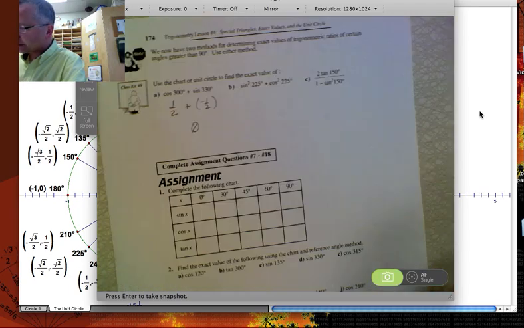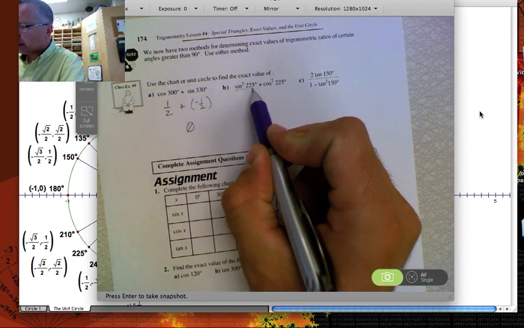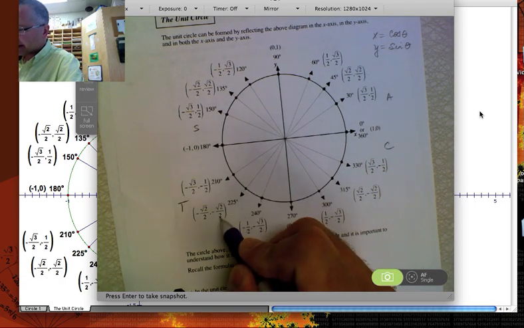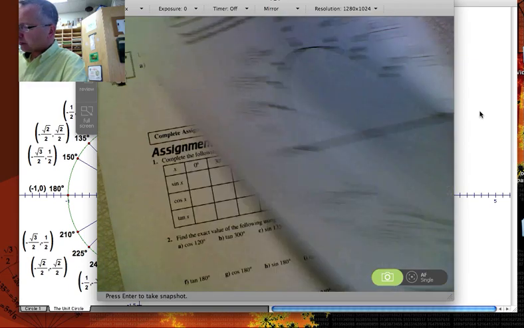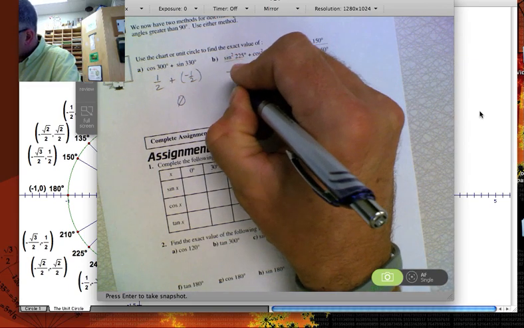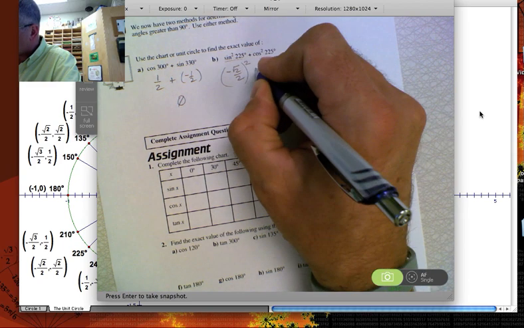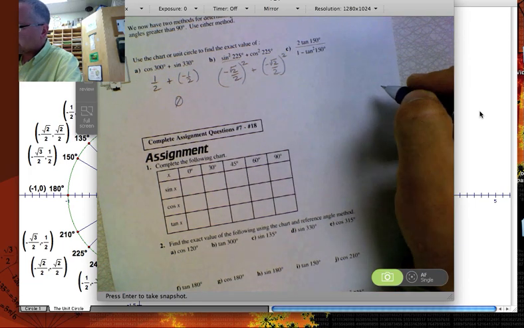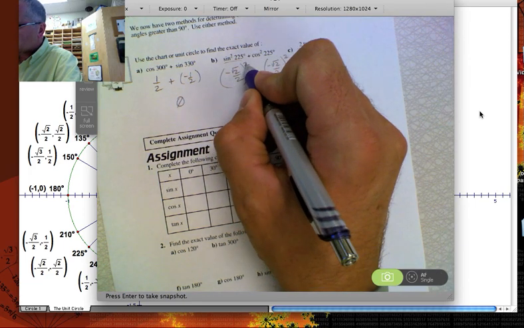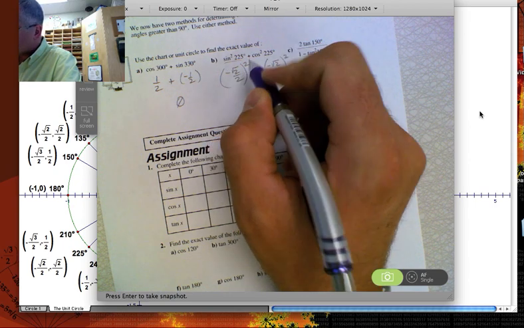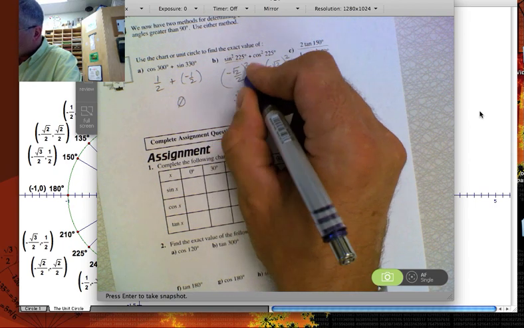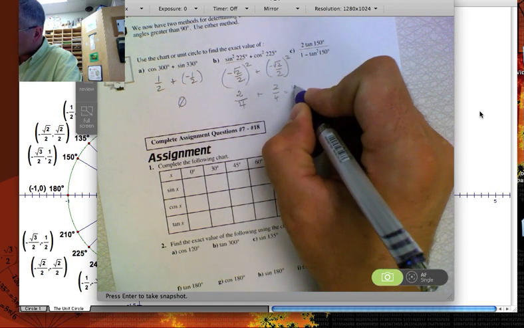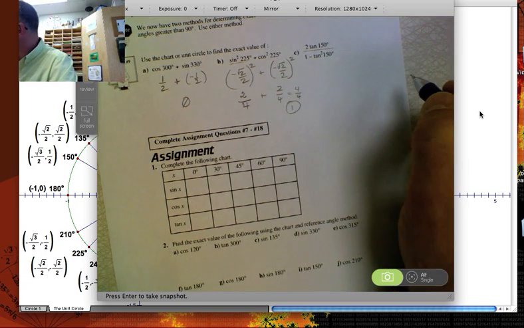If we look at the next question, it says sine squared of 225 plus cosine squared of 225. So the first thing we need to look at is 225. Sine is the y coordinate, so it's -√2/2. Now, this squared means we're going to square that. Cosine of 225 is the same thing. It's -√2/2, and we need to square that. -√2 squared means -√2 times -√2, which is just +2. 2 squared is 4. We get the same thing here. 2/4 plus 2/4 is 4/4, or 1.